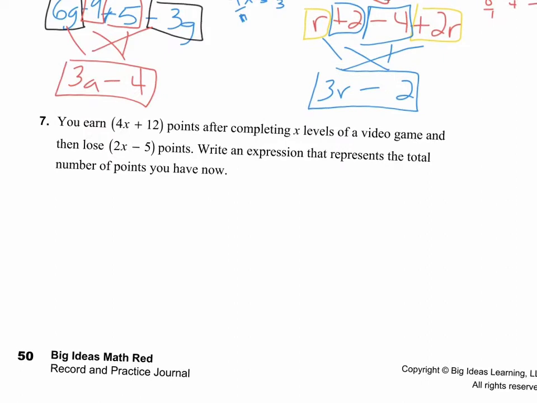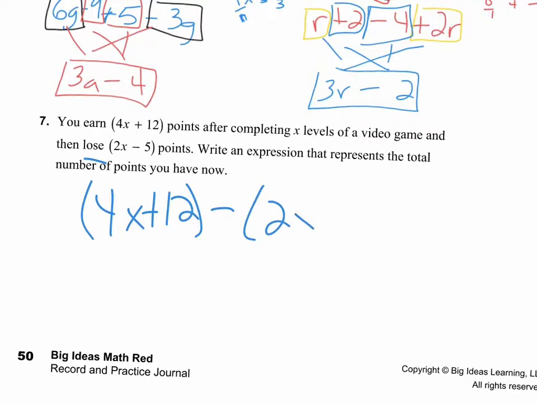Alright, last one, we have number 7. You earn 4x plus 12 points after completing x levels of a video game. Then lose 2x minus 5 points. Write an expression that represents the total number of points you have now. So you start off, you just got 4x plus 12. This is where you're at. And then you lose. Lose means to subtract. And so we're subtracting 2x minus 5.